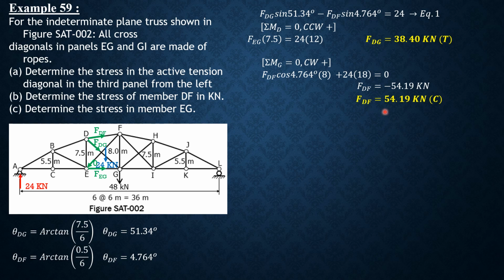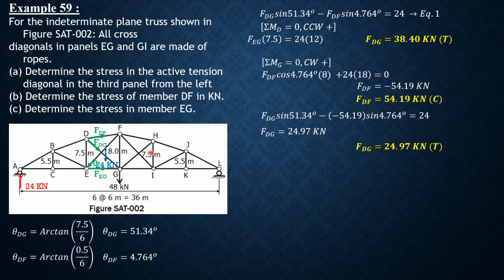Then, knowing the magnitude of FDF, we substitute it into equation 1. FDG sine 51.34 degrees minus negative 54.19 sine of 4.764 degrees equals 24. Then we can now compute FDG. FDG is 24.97 kilonewtons, the active tension diagonal with a magnitude of 24.97 kilonewtons. So this is counter diagonals, and I hope that you already encountered this type of problem.